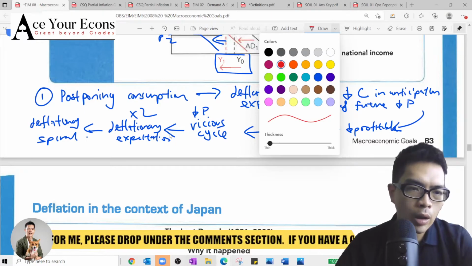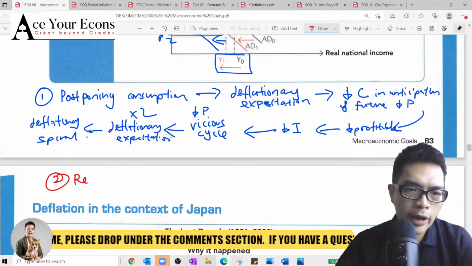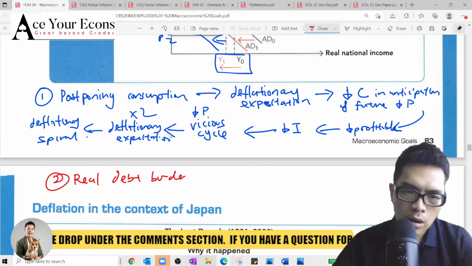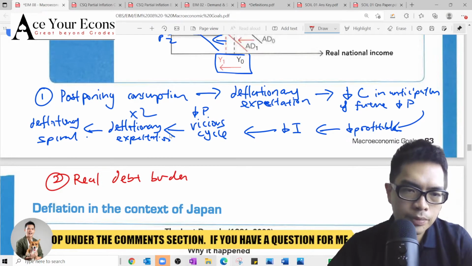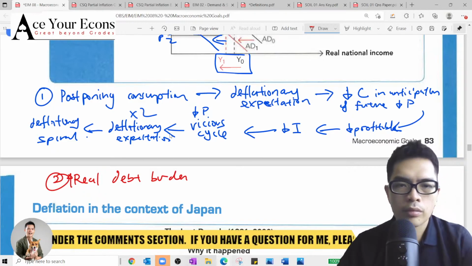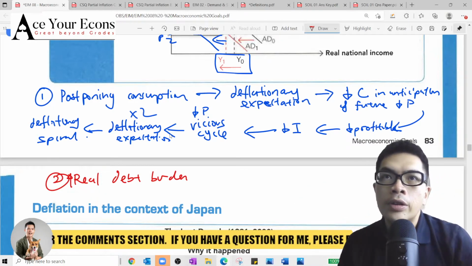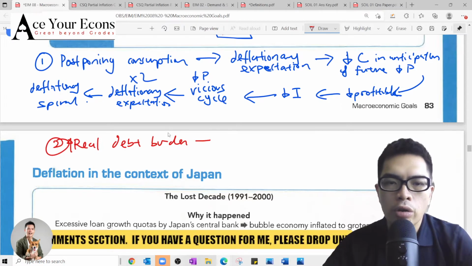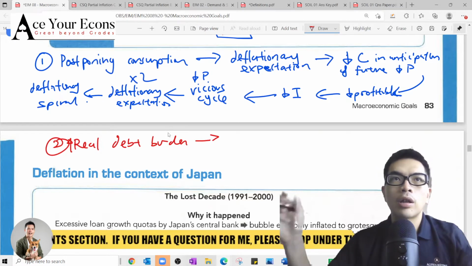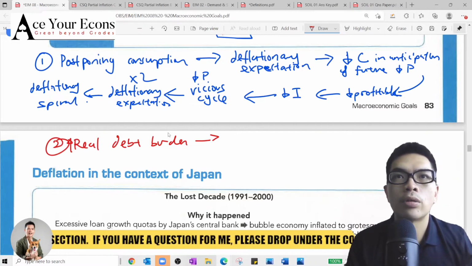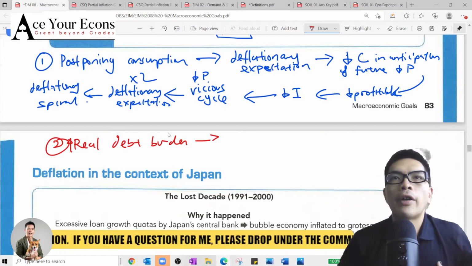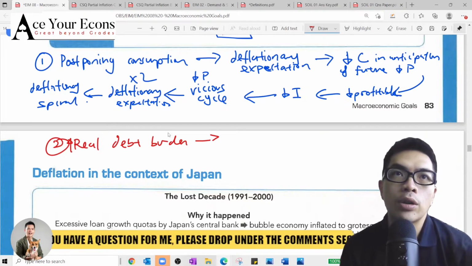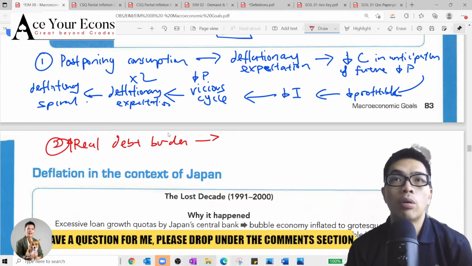I'm going to move on to the second one, what we call the real debt burden, the increase in your real debt burden. This is a fairly simple illustration. I'm going to show you in a short while. The concept of debt burden requires you to understand that firms and consumers borrow from banks. That's why there is the concept of debt. When you borrow, you incur debt.